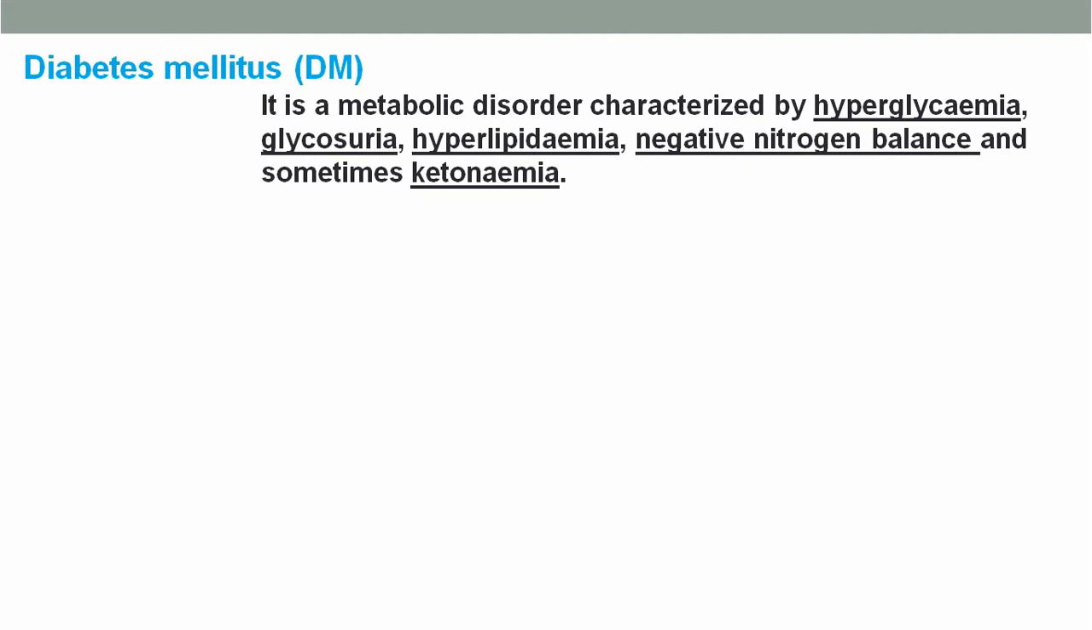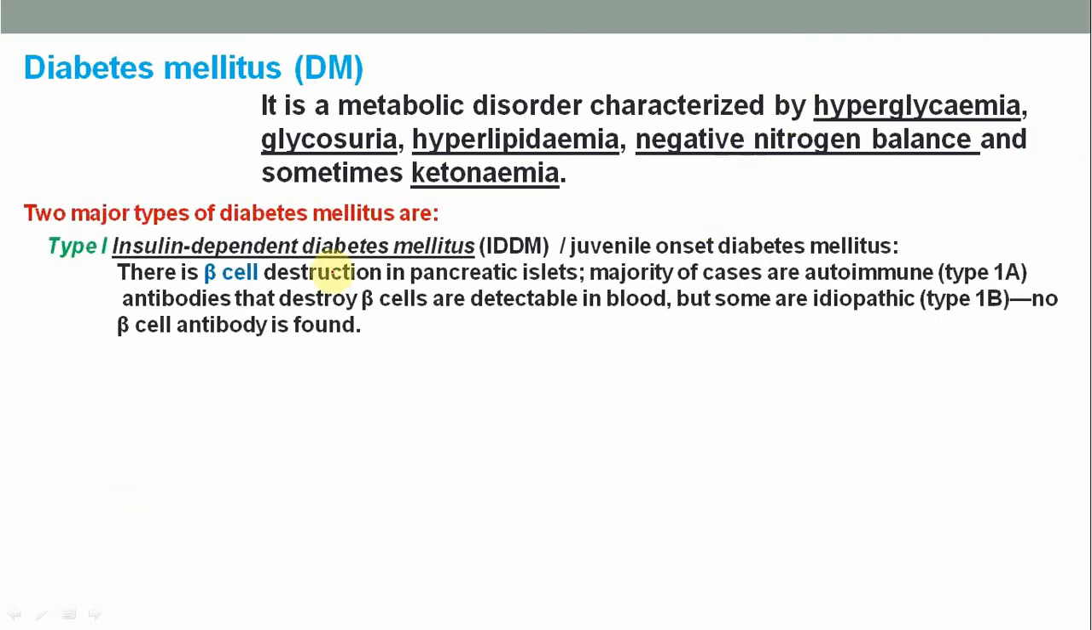It is a metabolic disorder characterized by hyperglycemia, meaning increased blood glucose level, glucosuria, meaning glucose is secreted into urine, hyperlipidemia, negative nitrogen balance and sometimes ketonemia. In layman language we call it as patient को sugar है. Diabetes mellitus is majorly of two types.